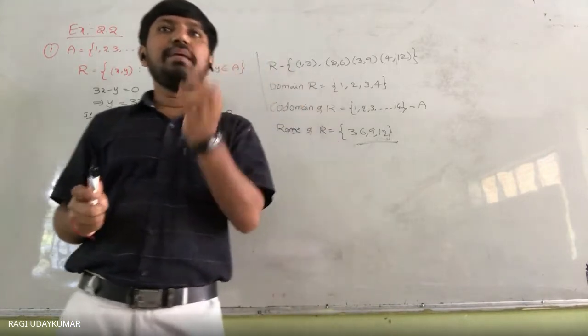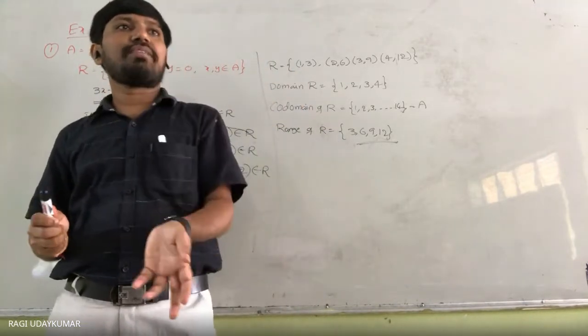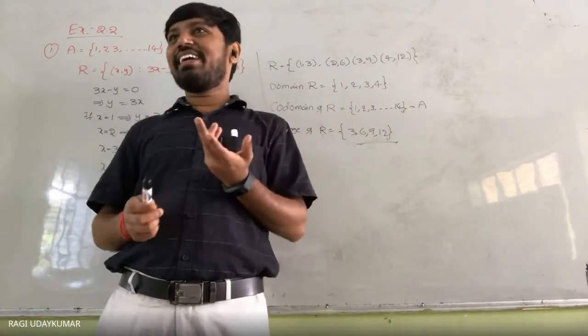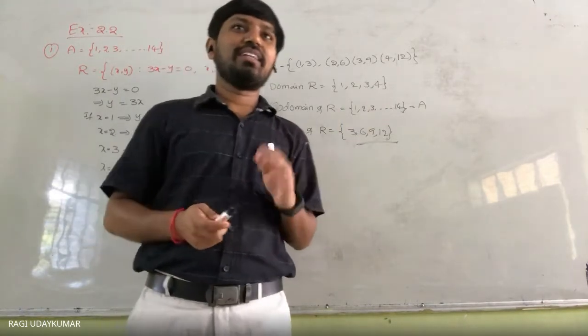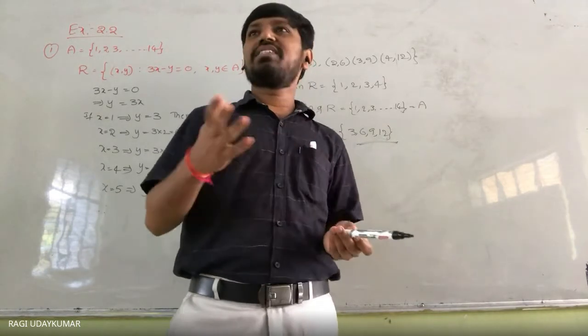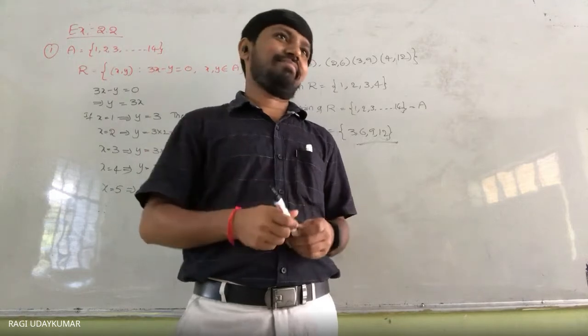Then depict this relationship using roster form. Roster form is done. Easy, right? And domain and range are asked. Domain is 1, 2, 3. Range is 6, 7, 8.